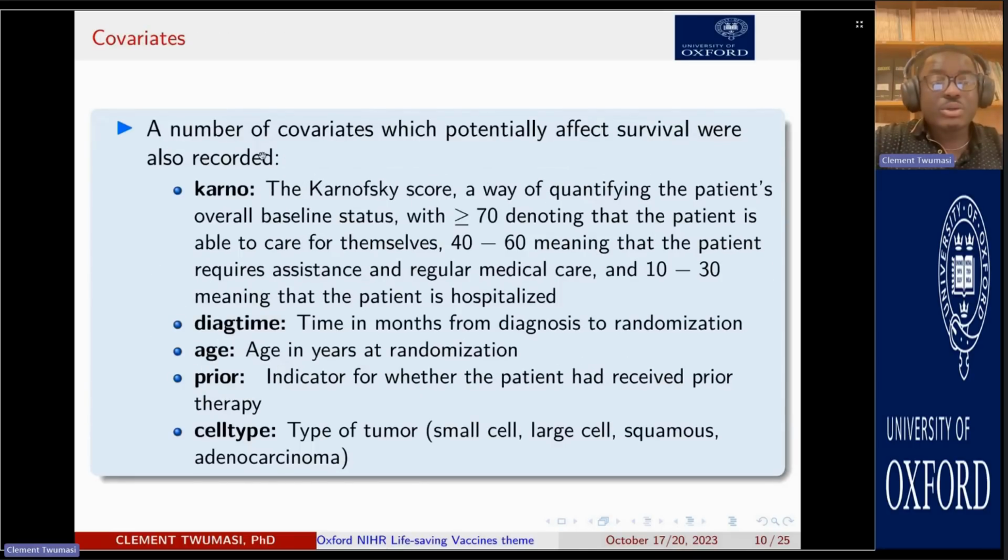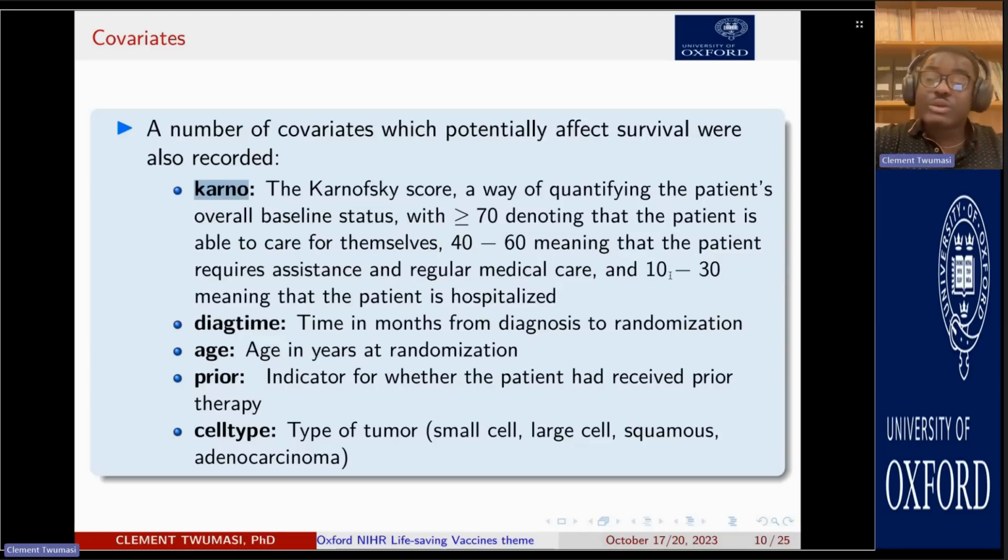So let's talk about some of the covariates, or predictors, or variables that they collected in the data. You see something called the Karno variable, which is the Karnofsky score, which quantifies the patient's overall baseline status. If the score is greater than 70, it implies the patient is able to take care of themselves. If the score is between 40 and 60, it means the patient requires some assistance.